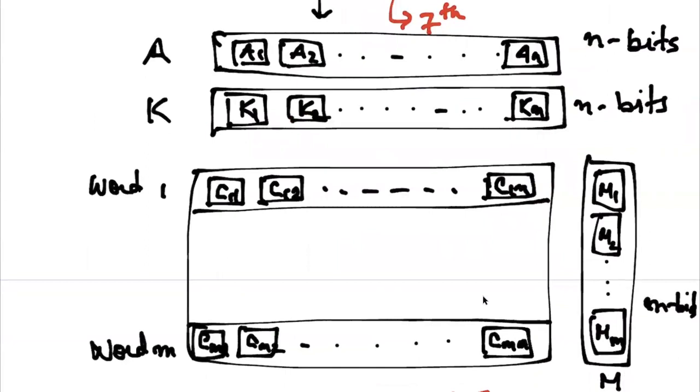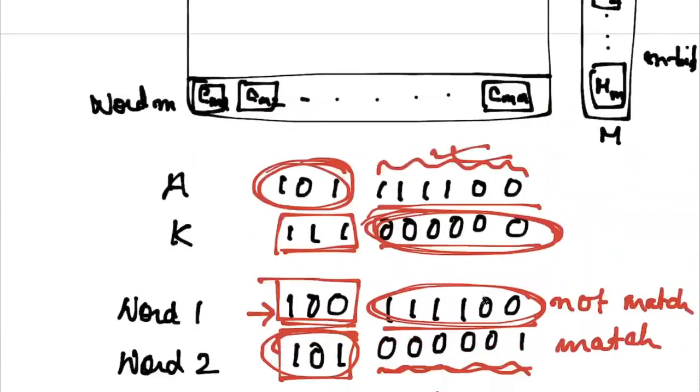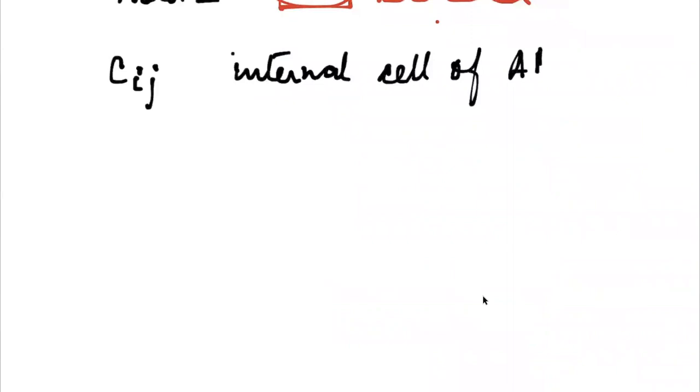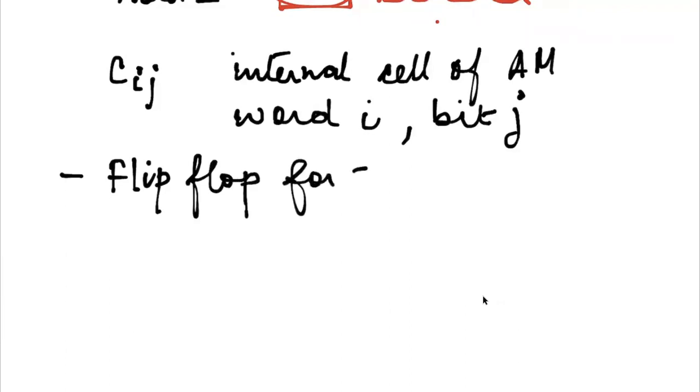Okay. So now, how do we organize the internal cells? That is, each of these cells of our associative memory, how are these constructed, or what are the things that they include? So each internal cell, say CIJ. CIJ would mean this is an internal cell of associative memory. Okay, which word? Word I, bit J. Ith word, jth bit. So what does it consist of? It consists of a flip-flop for the storage. So let us call it Fij, the name of the flip-flop.